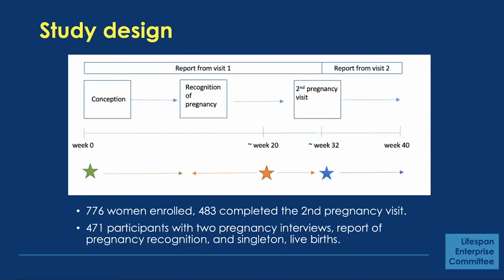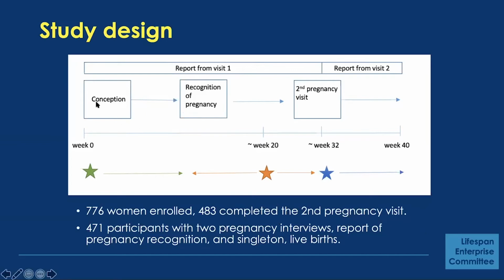And here we had reports from visit 1, which happened sometime in the first or second trimester, of what the mother was drinking around the time of conception, when she actually recognized pregnancy. And then we had a report of what she was currently drinking in that first visit 1. And then we also had a visit 2, where she updated her alcohol exposure information.